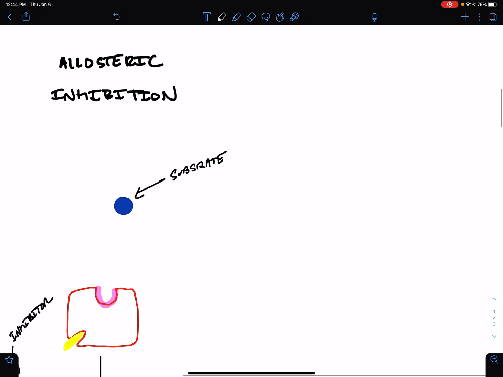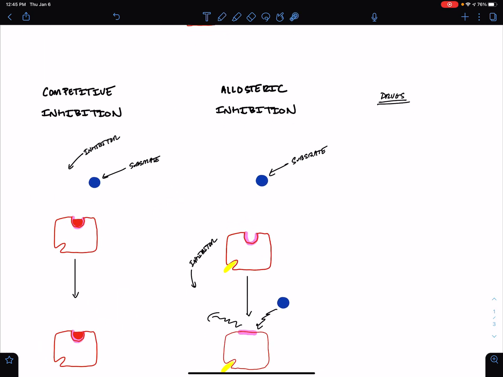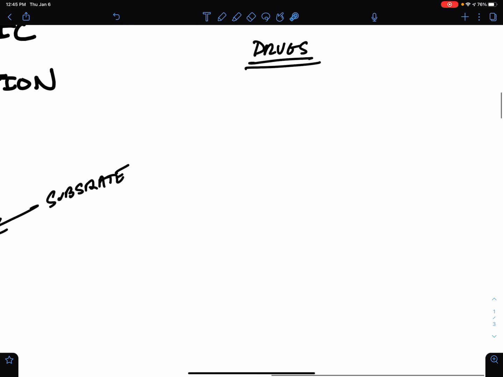Well, a lot of drugs, both drugs that we would use like over the counter or prescribed by a doctor or illicit, are acting through one of these two pathways to change our enzymatic state. A perfect example of this is caffeine.